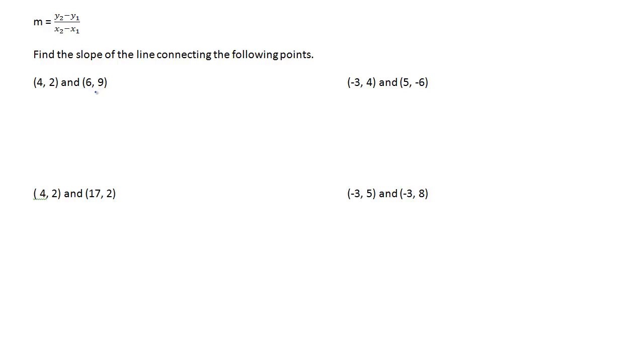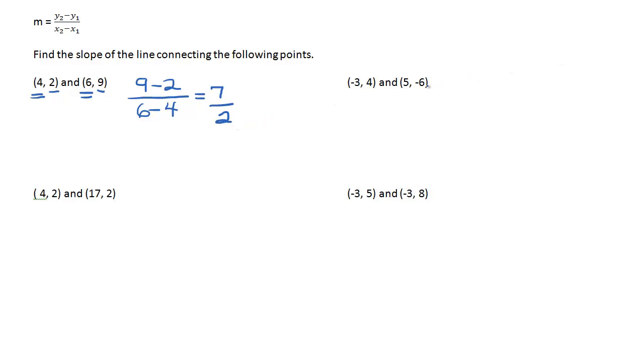So our second y is the 9. Our first y is the 2. The second x is the 6. The first x is the 4. So we will put that over 6 minus 4. Now we simplify. 9 minus 2 is 7. 6 minus 4 is 2. And that's as reduced as it's going to get, so leave it as 7/2.